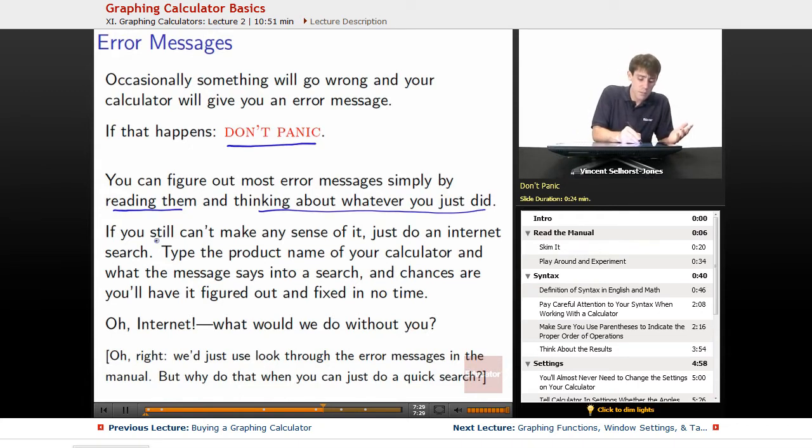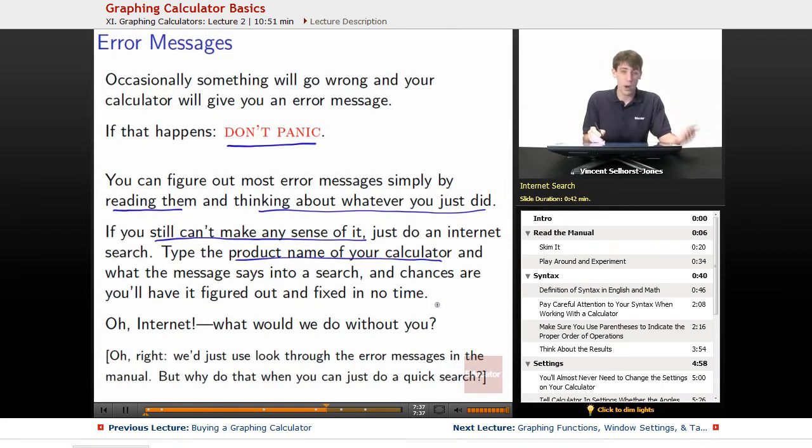Now, there might be some cases where you still can't make any sense of what this thing means. In that case, just do an internet search. Type the product name of your calculator, whatever that is, and then whatever the message says into a quick search, and chances are the next thing you'll have is an answer to your question. You'll have it figured out and fixed in no time. So just a quick internet search will solve this for you really fast.